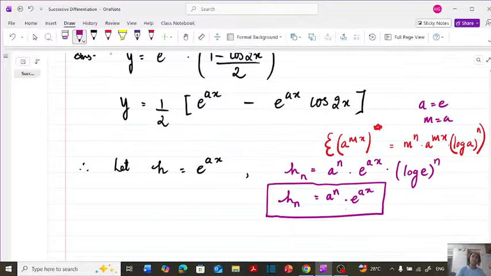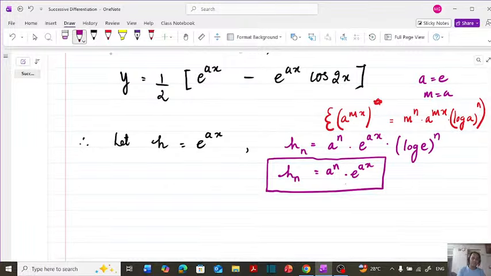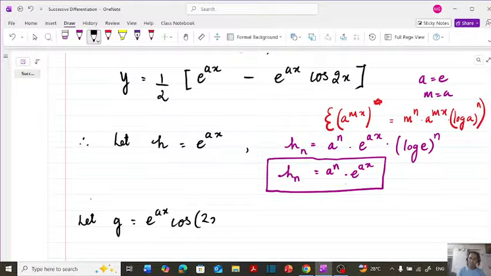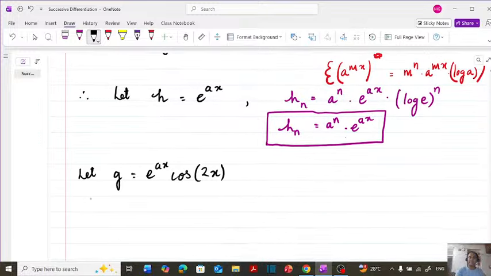Okay, now comes the second portion. Suppose I call this g over here. The a bit tough part here, right? So let g equal to e to the power ax cos 2x. Now while taking this derivative, how are we gonna manage this? We are going to manage with the formula number 7. Okay, that formula number 7 is going to be what?